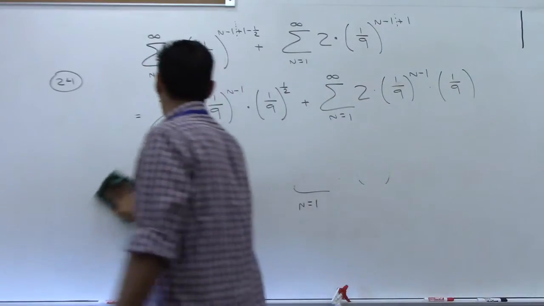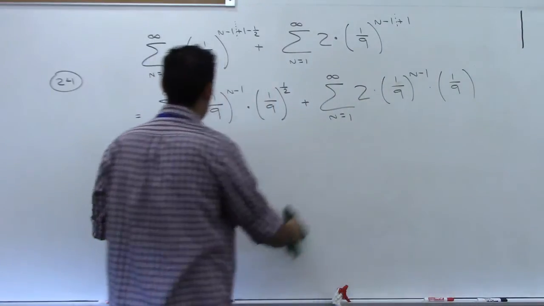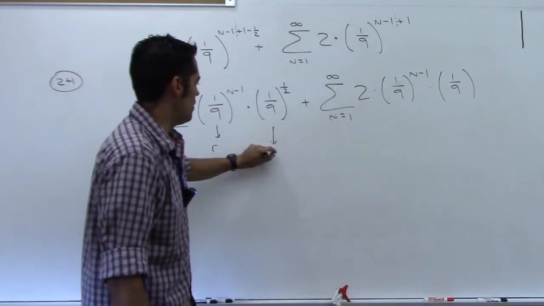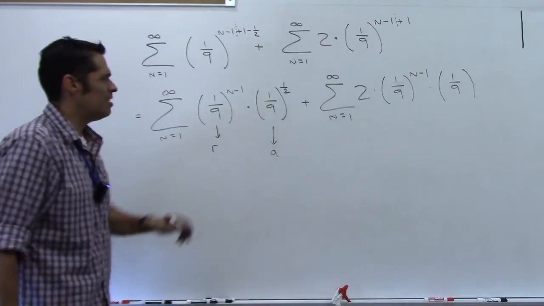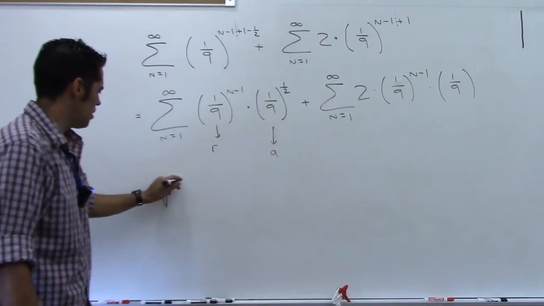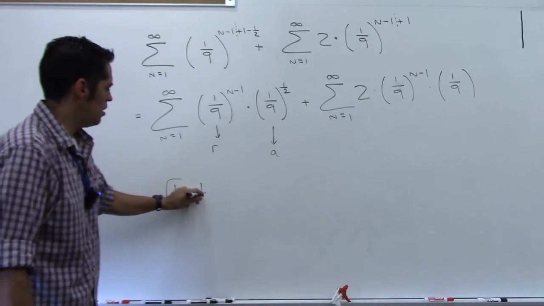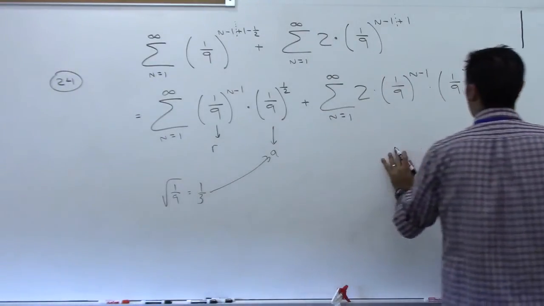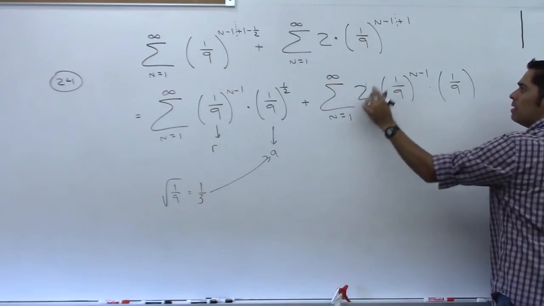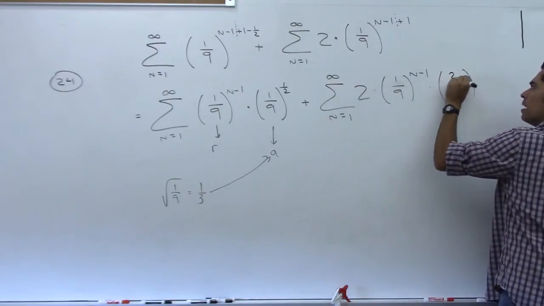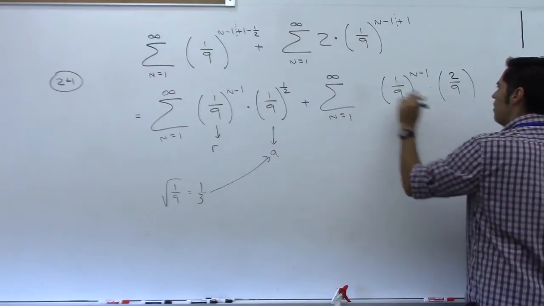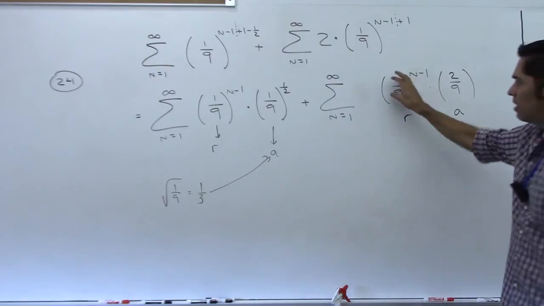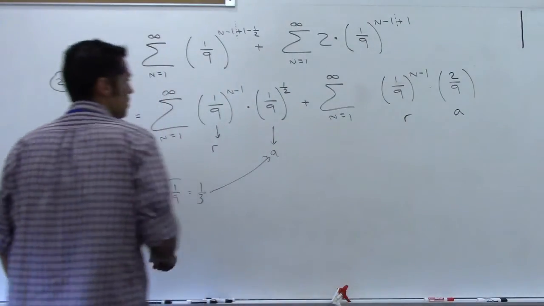I'm so close. On this one, I have my r raised to the n minus 1. Here's my a, this whole thing. And what is 1/9 to the 1/2? Well, that's just the square root of 1/9, which is 1/3. So that a is 1/3. Over here, I need to do a little bit. This is 1/9, but I had a 2 out there. So how about we take that 2 and put it right here, 2/9. This is my a and this is my r. On both of these, the r is less than 1, so these will both converge.